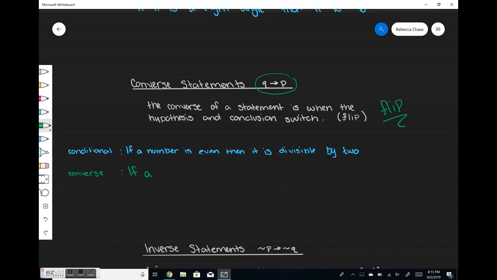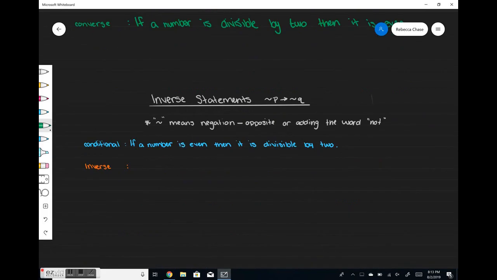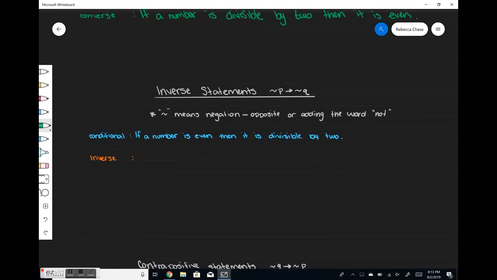So I'm going to flip that, and I'm going to say if a number is divisible by 2, then it is even. All right, so see what I did there? I just took it and I just put it in the opposite order. So the words stayed the same. We just took the 2 things and switched them. All right, so that's the converse. Converse means to flip. The next one we're going to look at is an inverse.